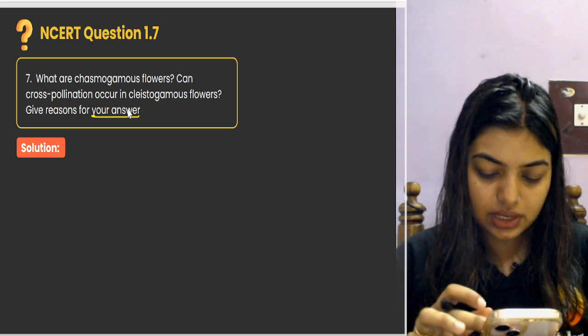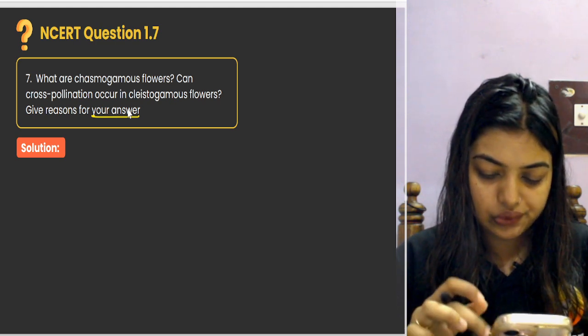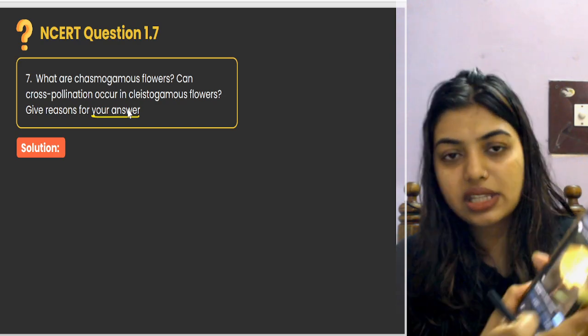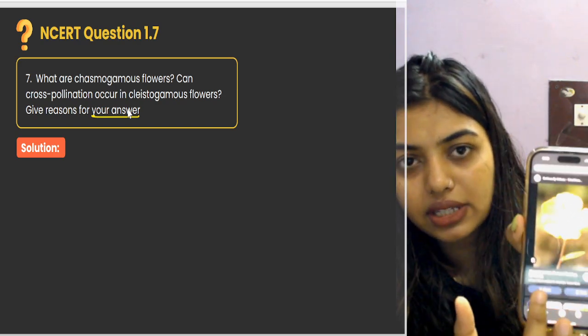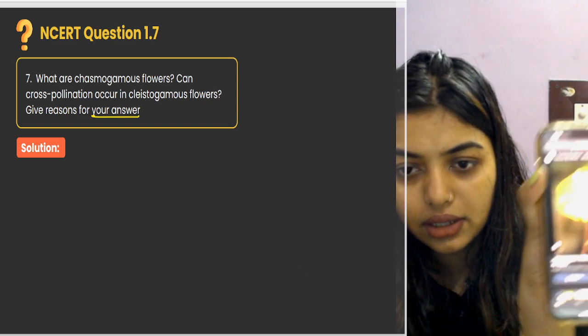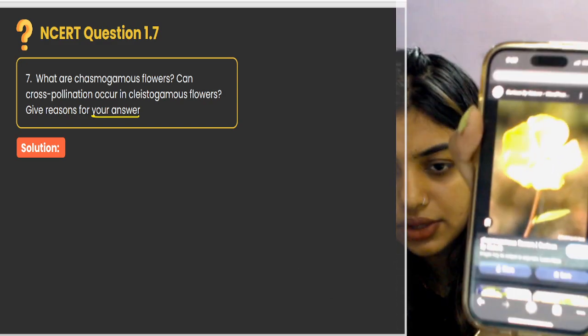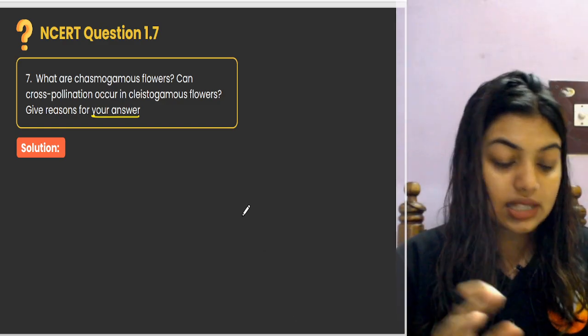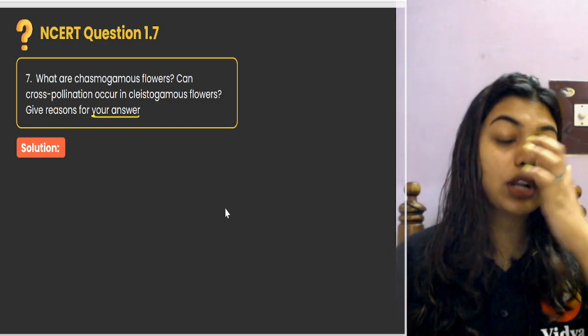I think all of you would have seen this flower. These are the chasmogamous flowers. I think all of you can see. Like this. Can you see? Yes. So these are chasmogamous flowers. Now they are asking about 2 things. They are asking what are chasmogamous flowers.